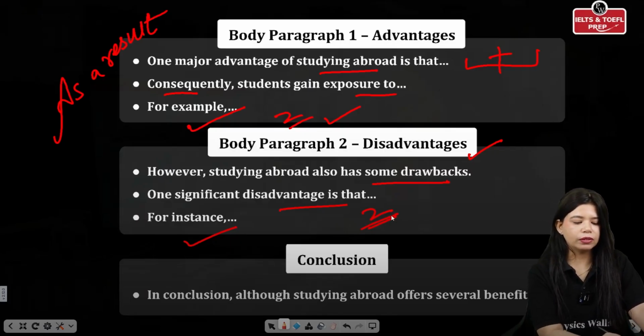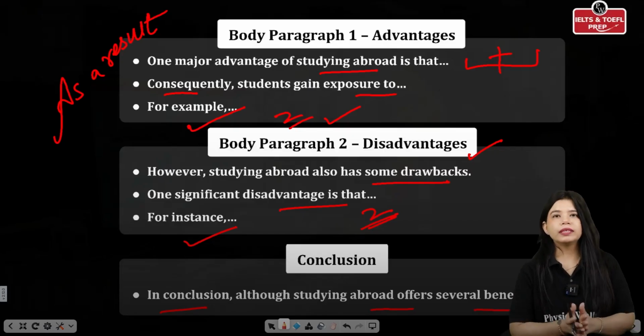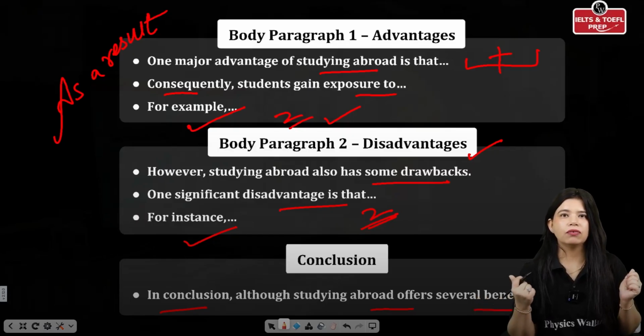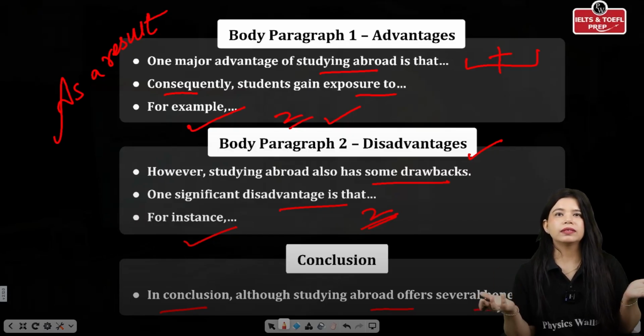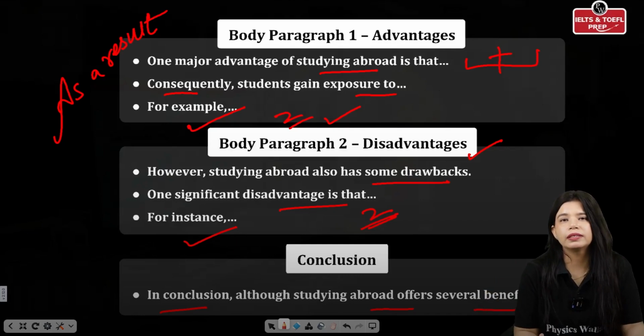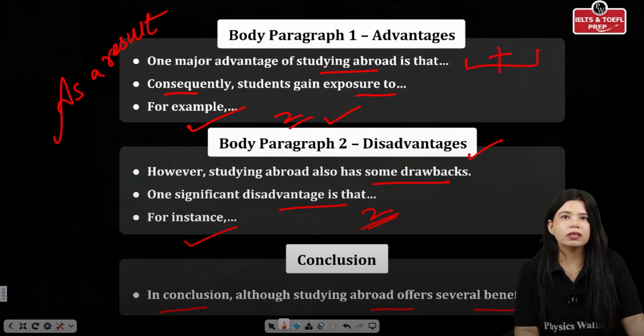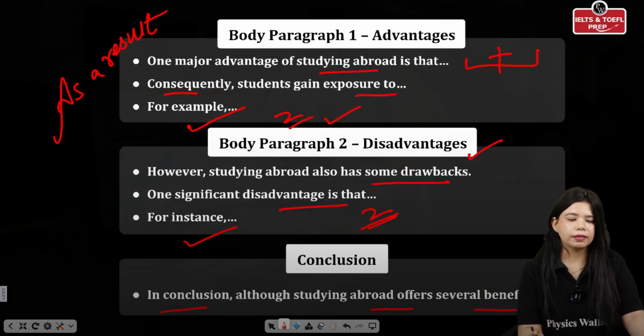Then in conclusion, we say something like this. In conclusion, although studying abroad offers several benefits, and then you club. When you are clubbing two opposite sides, let's say traditional classrooms versus online education or advantages versus disadvantages, you can use although or while. These are two great conjunctions to club opposite sides.